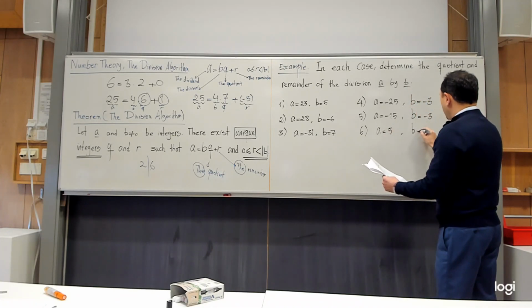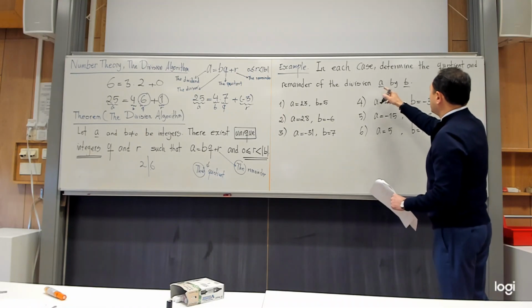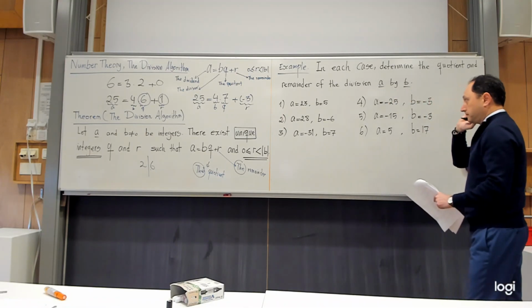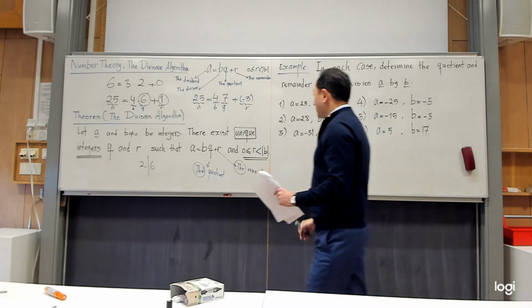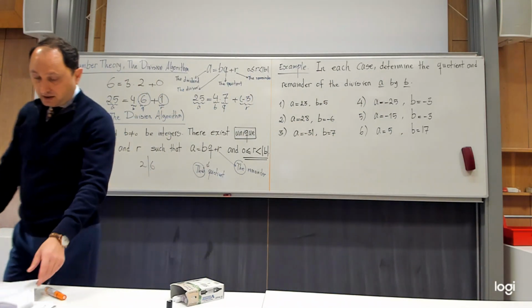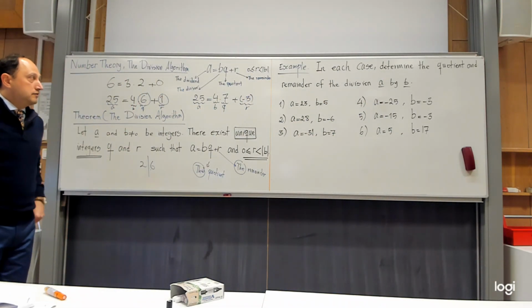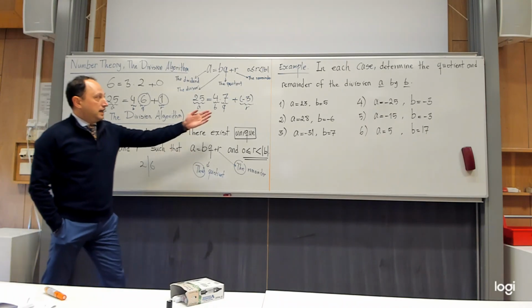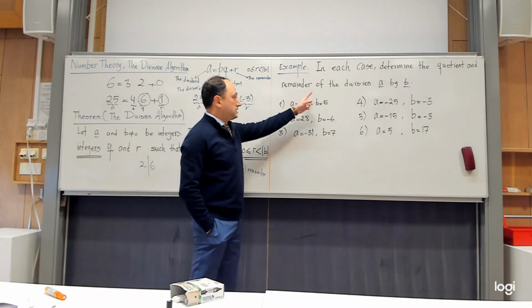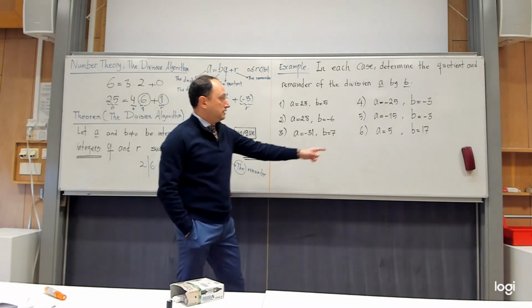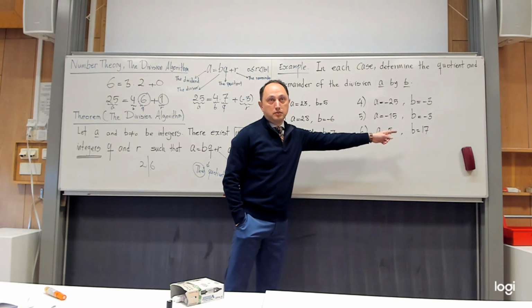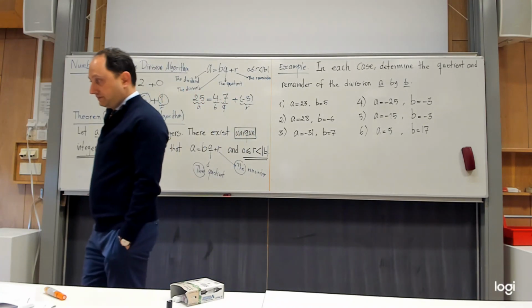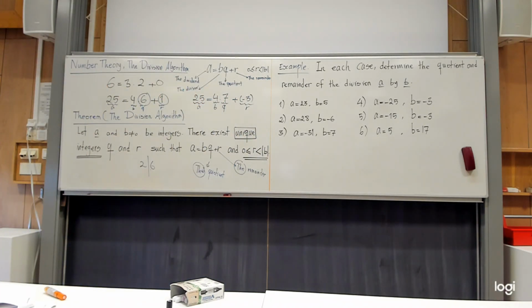So be careful, I am always asking you about the division of A by B. We want to find the quotient and the remainder for these divisions. A is always the left-hand side. A is the dividend, B is the divisor. Even in this case that A is smaller than B. So I want to wait a little bit for you so that we can continue after 5 minutes.